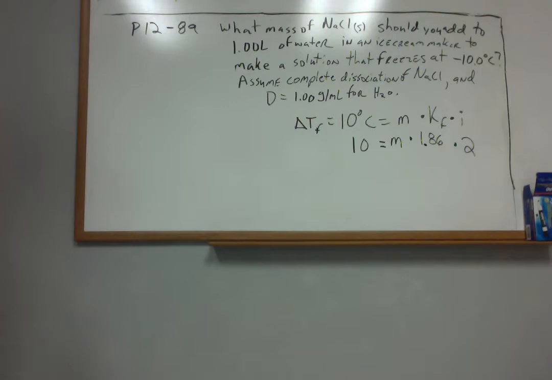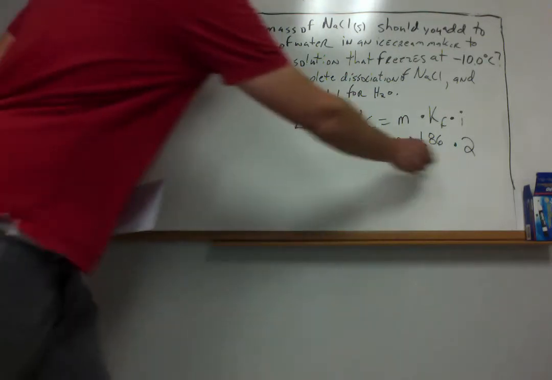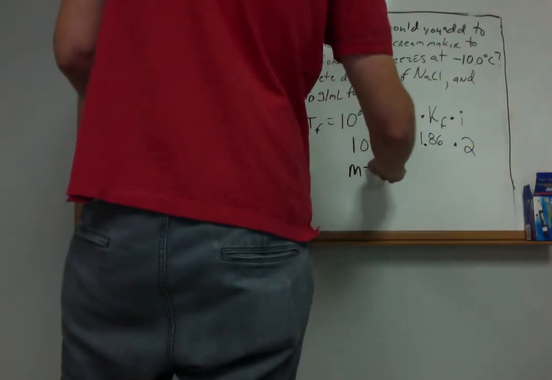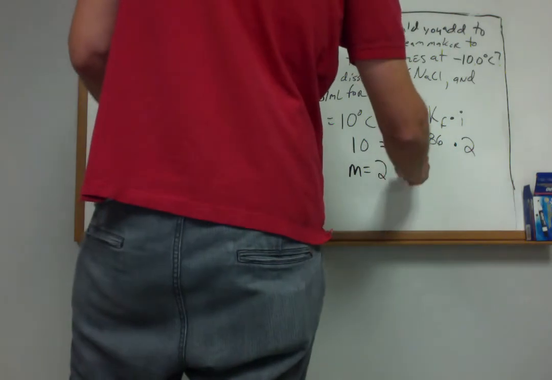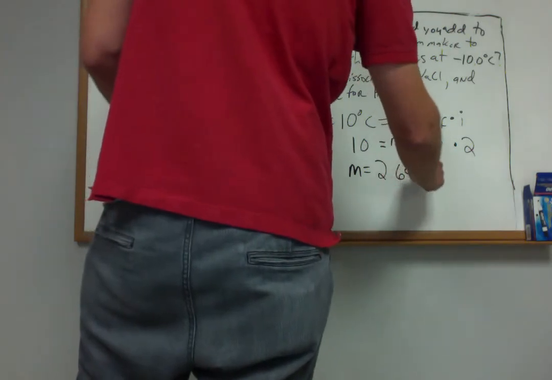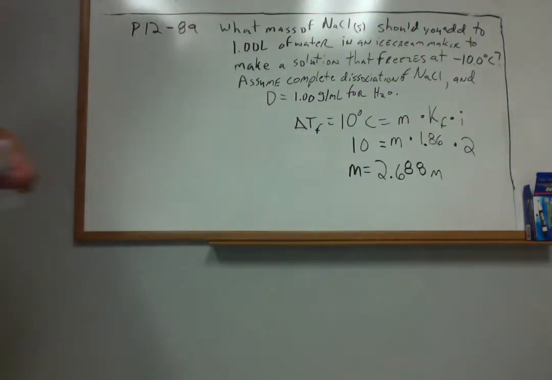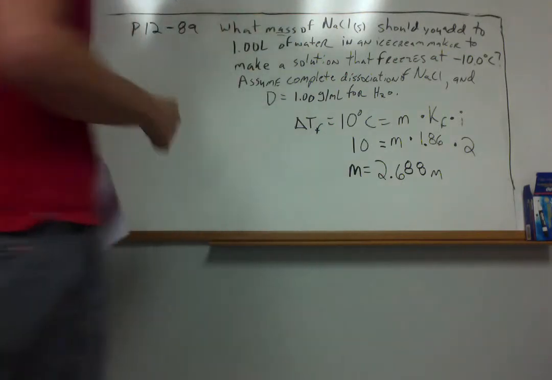All right, now, clearly, we've only got one unknown in that problem, so we can rearrange algebraically. We can multiply this by this and solve for m. And if we do that, we can quickly find that the molality is 2.688 molal. Again, that's the number that I just get off my calculator. I'm not paying too much attention here to sig figs at this point. But that's the molality of the sodium chloride that is required to get this 10-degree drop in the freezing point. And we're still not done because we want to know the mass, not the molality.